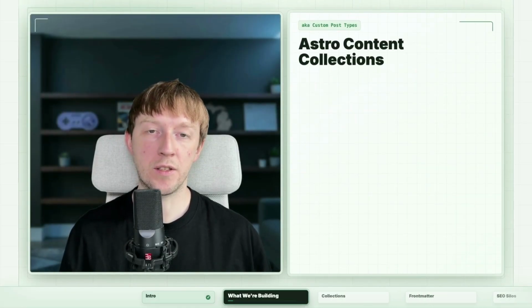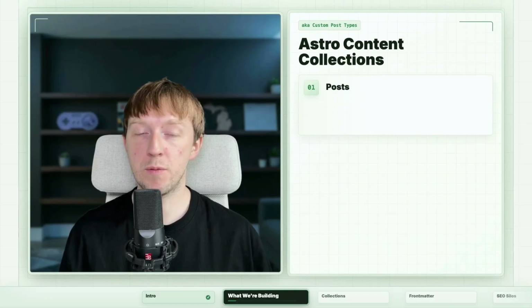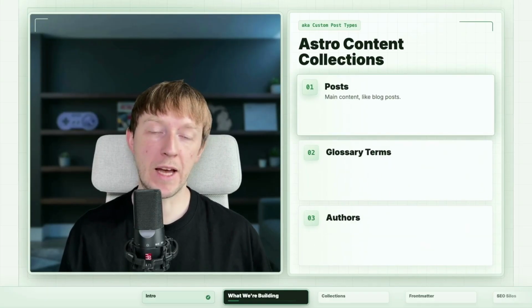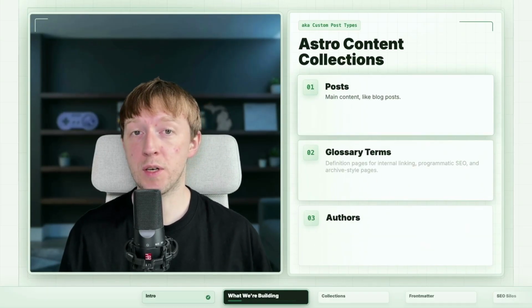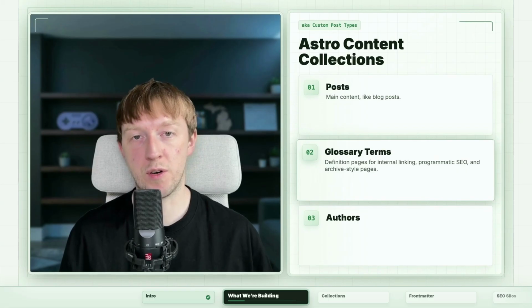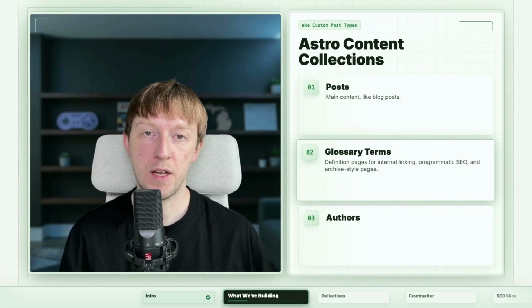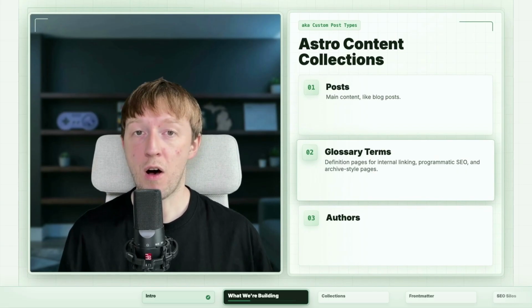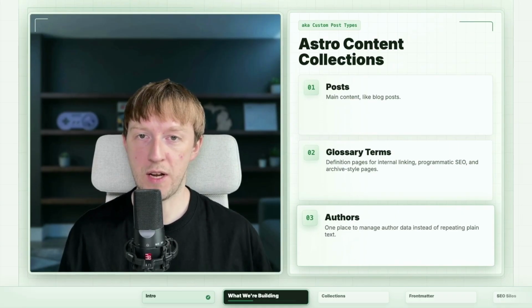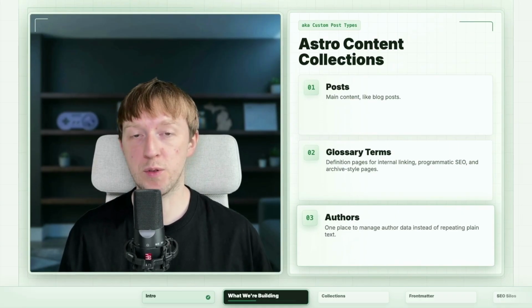We're creating 3 content collections: posts, glossary terms, and authors. So posts are your main content, like blog posts. Glossary terms are definition pages that support internal linking and programmatic SEO. They also act as archive-style pages. Authors gives us a single place to manage the author data instead of repeating it across every post with plain text.